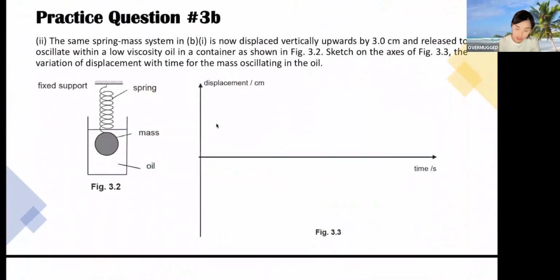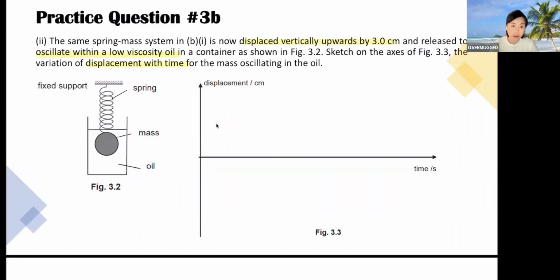The same mass spring system is now displaced vertically upwards again and released to oscillate within low viscosity oil. Meaning to say that these oils will cause your spring system to move slower, but not that slow, because the frictional force is not that high as well. But there is still frictional force. Sketch on the axis the variation of displacement with time of the mass oscillating in the oil.